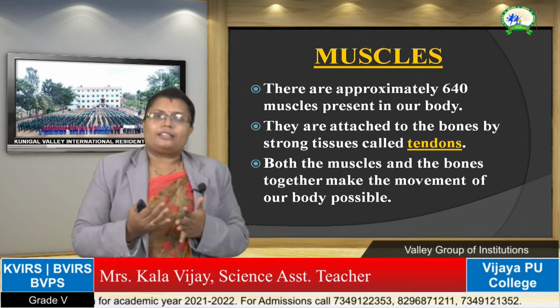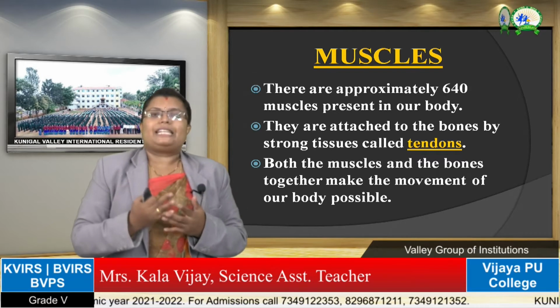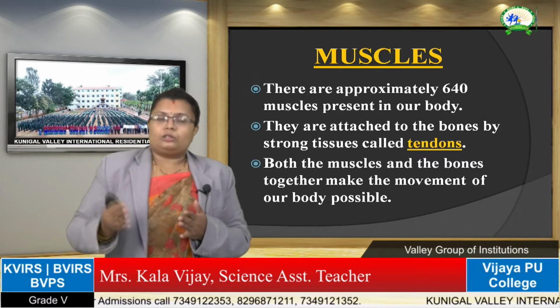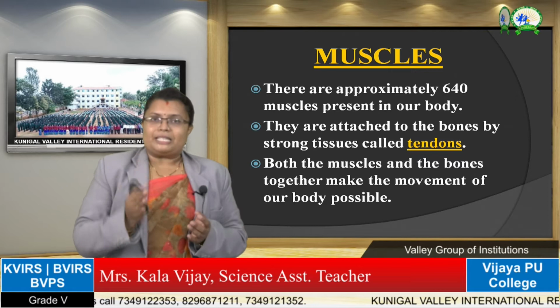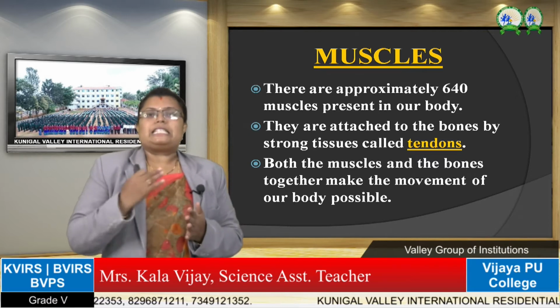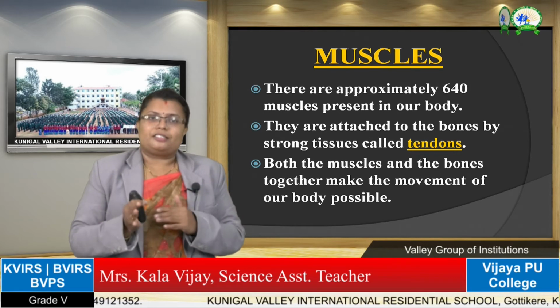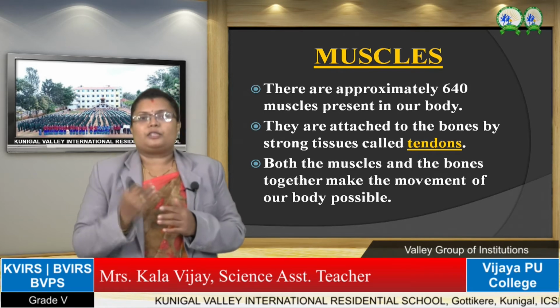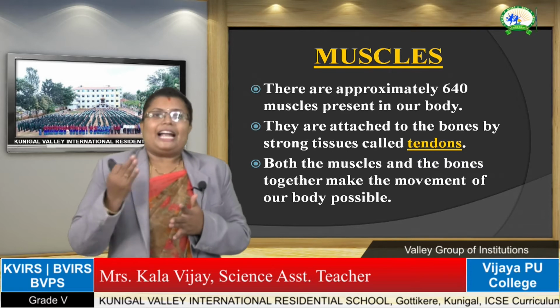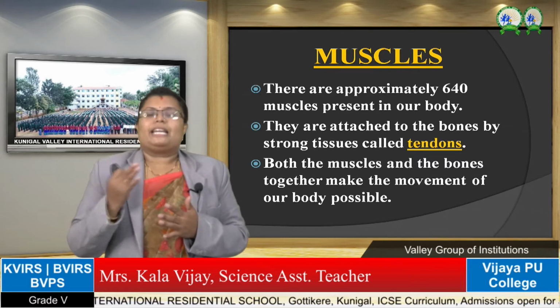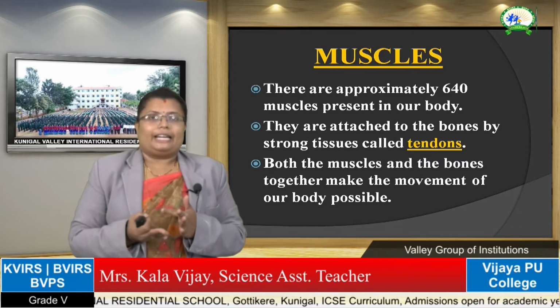In our body there are approximately 640 muscles present. All throughout your body you find muscles. The number of muscles present in our body is approximately 640, children. These muscles are attached to the bones by strong tissues called tendons.